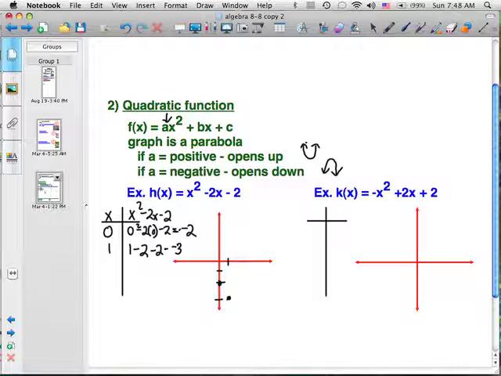Let's do the opposite. Because the parabola, since it's squared, you should have the same values on either side. So if I do negative 1, it is symmetric. Negative 1 squared is 1, minus 2 times negative 1 is positive 2, minus 2. So I get 3 minus 2, which is 1. So if x is negative 1, y is 1.